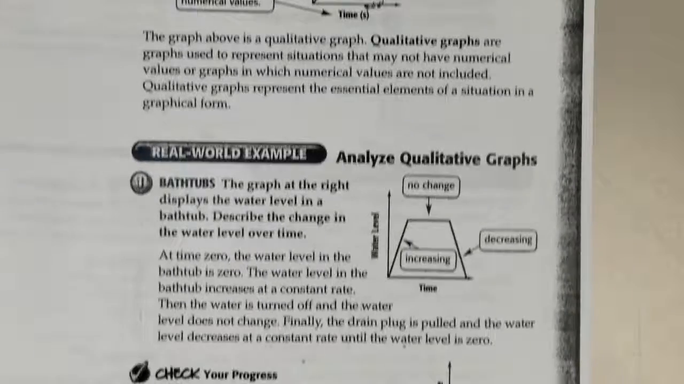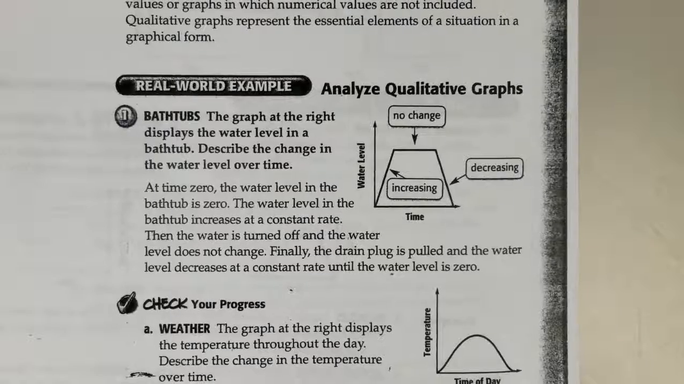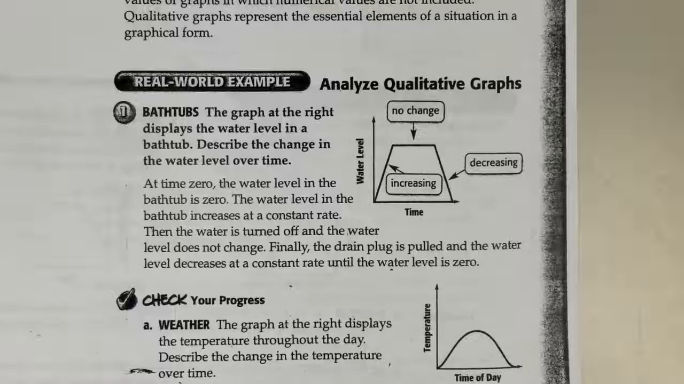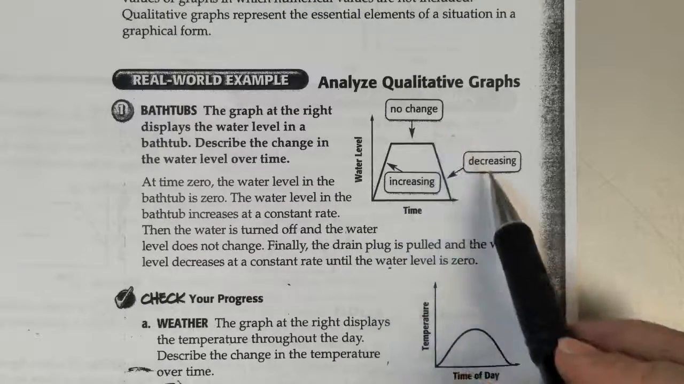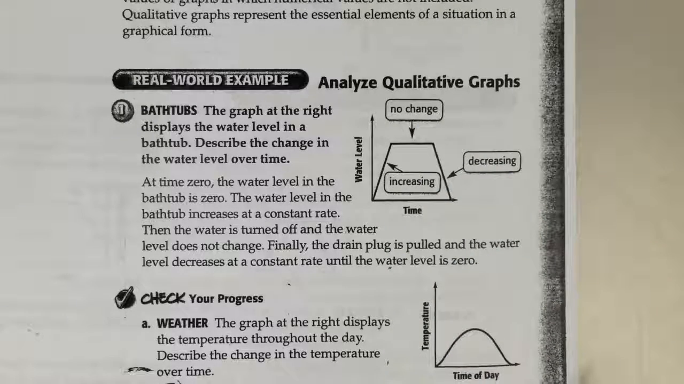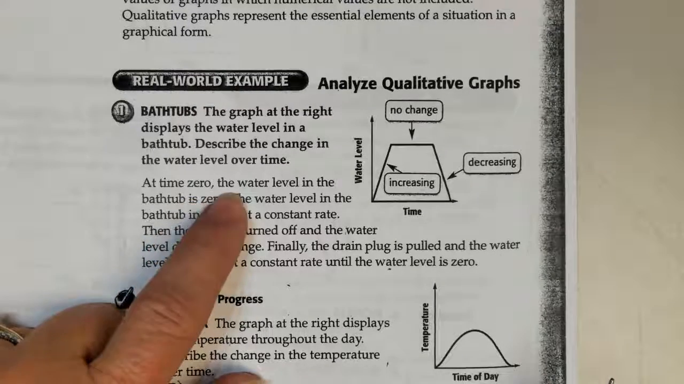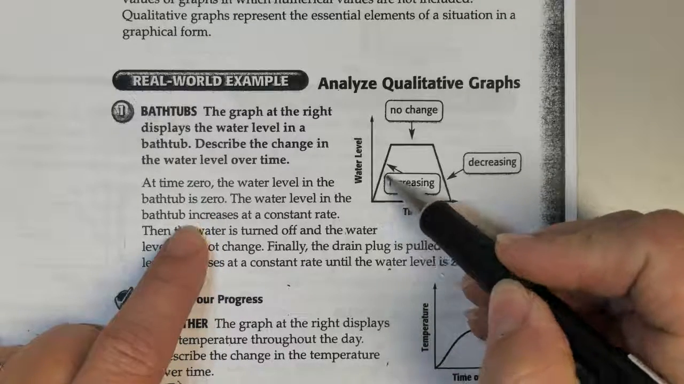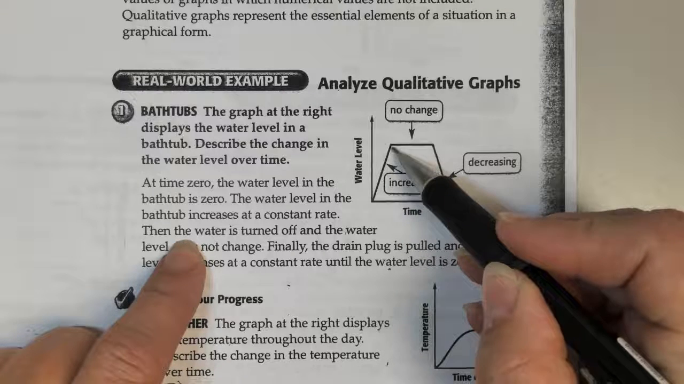Let's take a look at a couple of these other examples. You can see here that this graph shows the water level in a bathtub, and they wanted you to describe the change in the water level over time. Also, I want to draw your attention to these key vocabulary words: increasing, decreasing, no change. Those are the type of words that I want you to use in your descriptions. It says at time 0, the water level in the bathtub is 0. Then the water level increases at a constant rate. This is when you turn the water on and your tub is filling up.